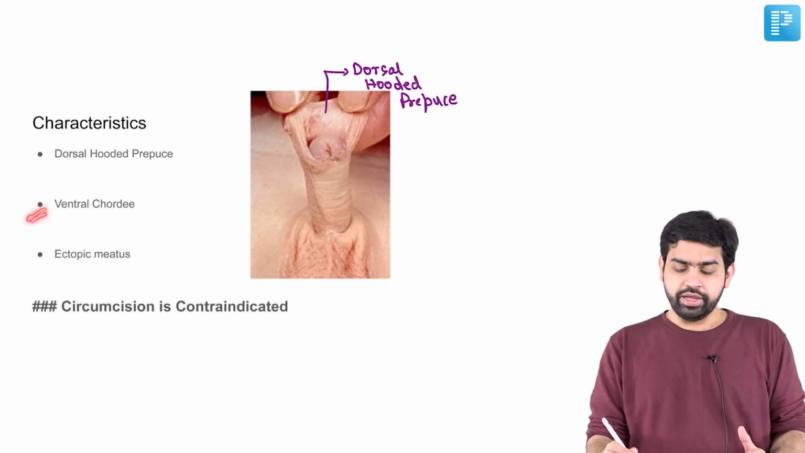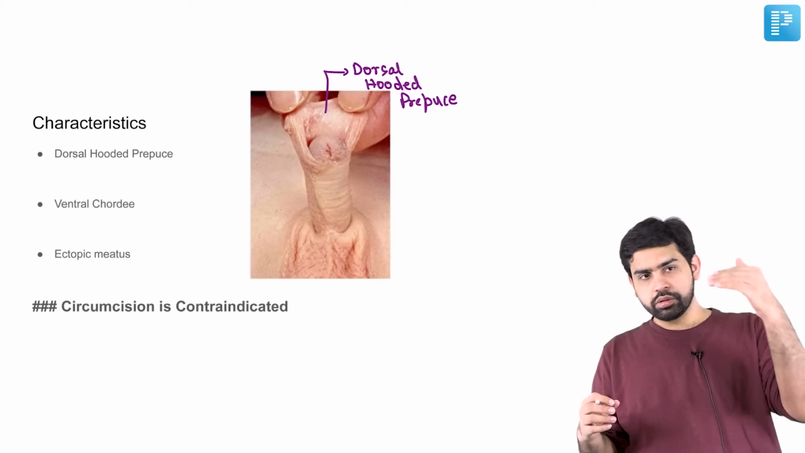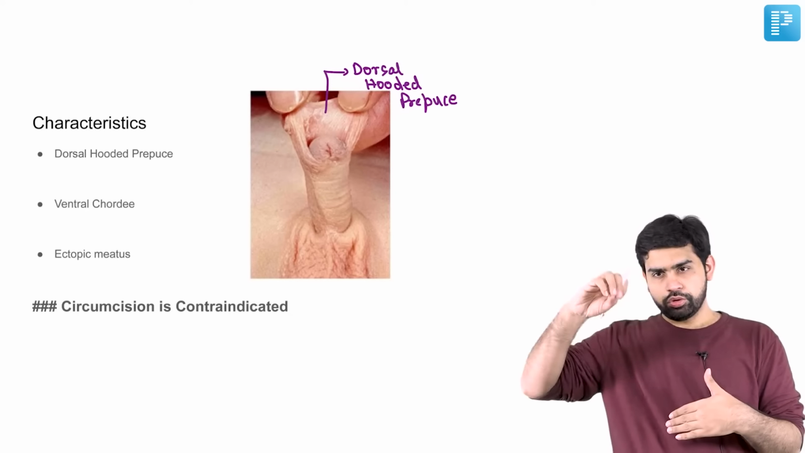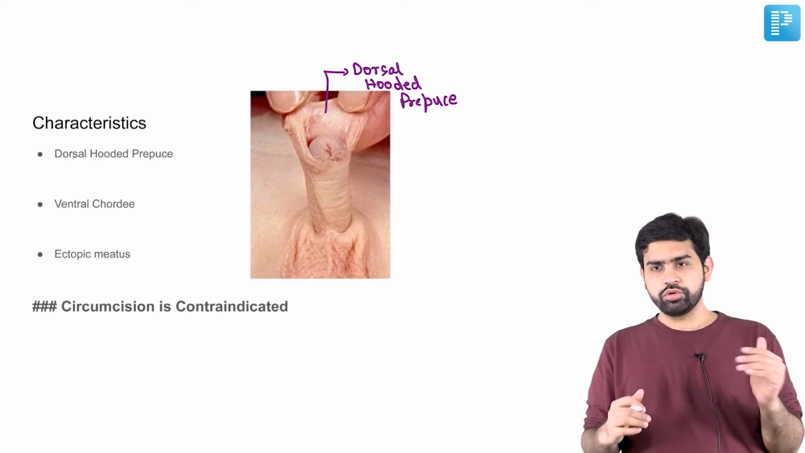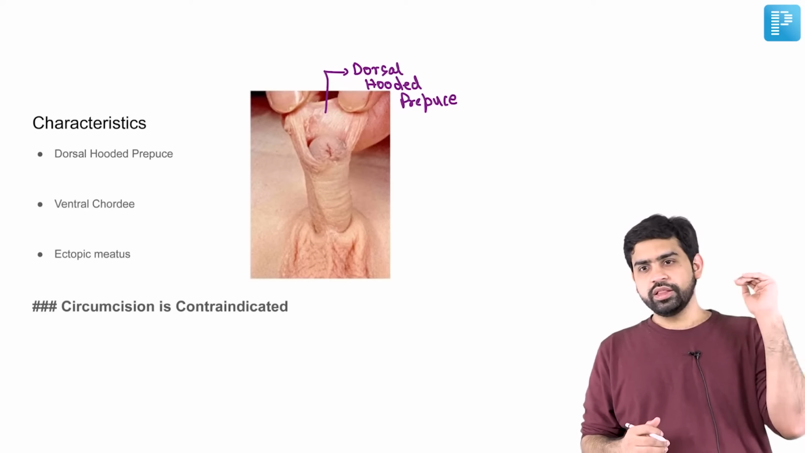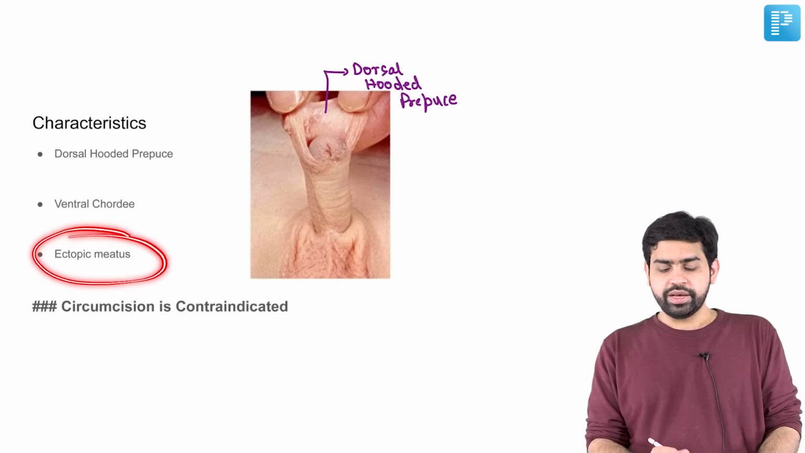Then you have a ventral chordee. So there is a cord-like thing on the ventral aspect. Because the opening is present below on the ventral aspect, there is going to be a fibrous cord in the rest of the penis, and that is what is going to cause a ventral chordee. So there's going to be a dorsal hooded prepuce, a ventral chordee, and an ectopic meatus.